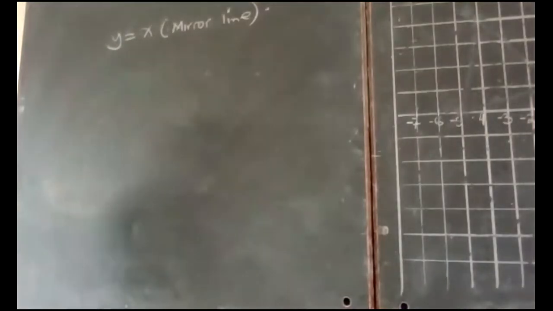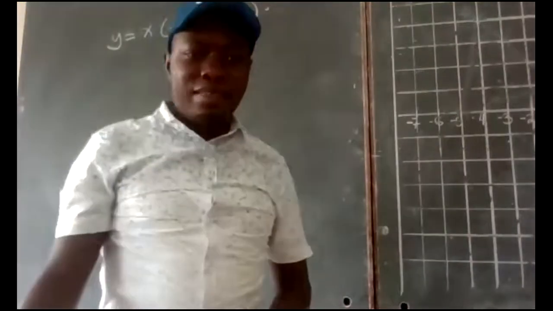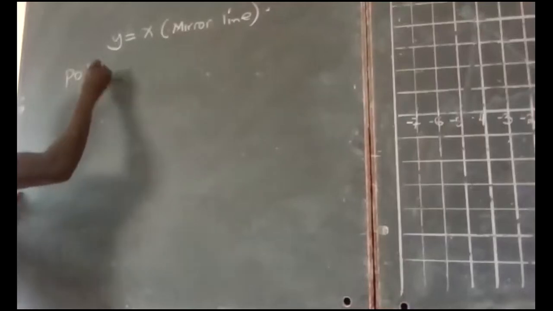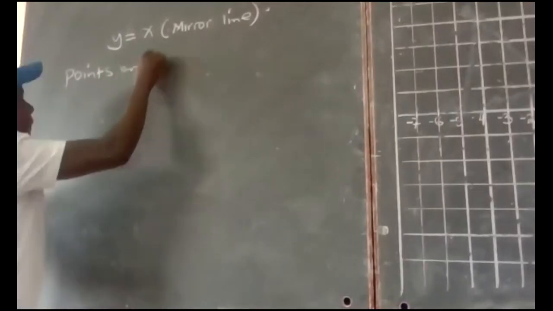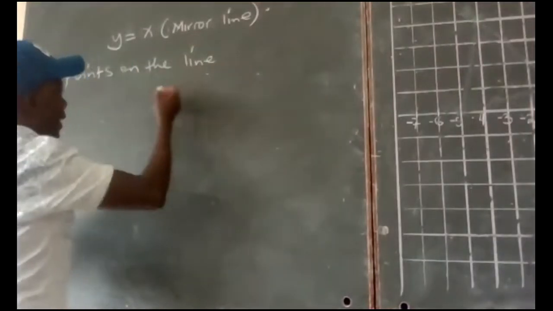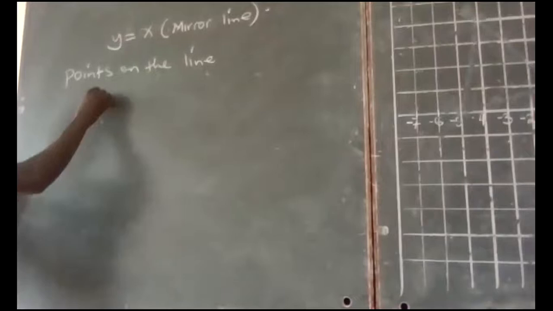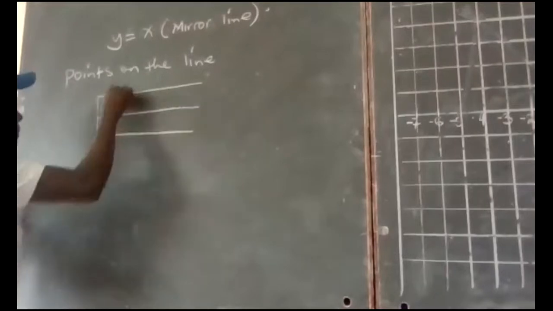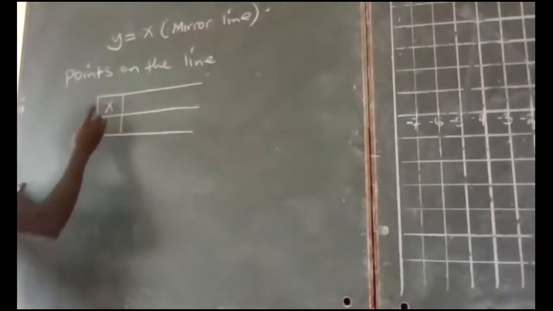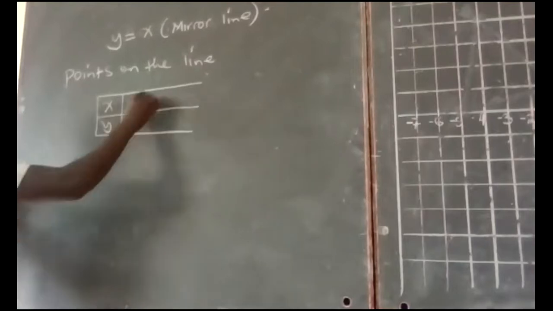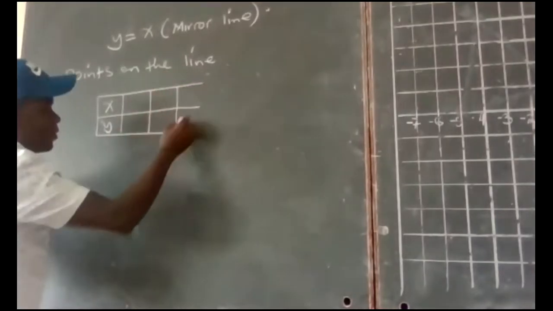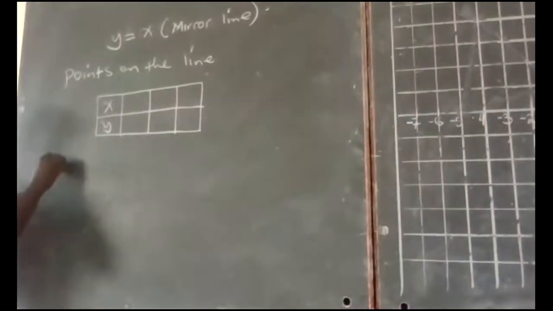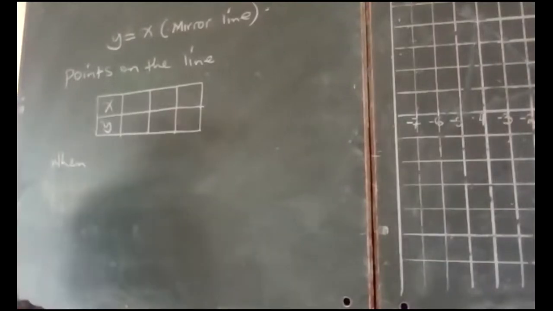I want people to give me points on the mirror line. Points on the line. My table can be here. This is the x. This is the y. I need at least 3 points. Tatiana, unmute and submit.